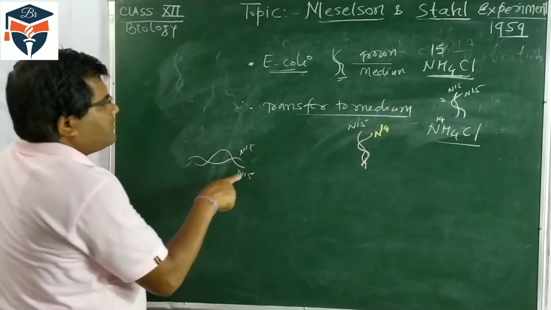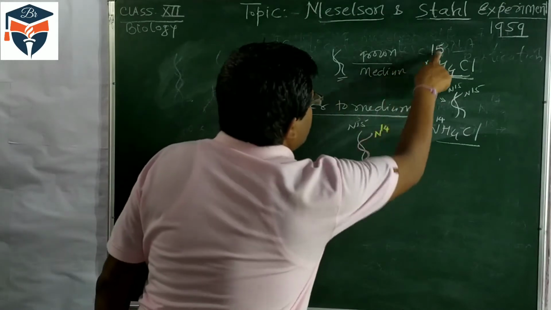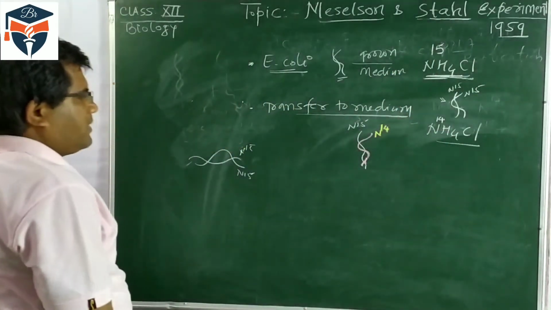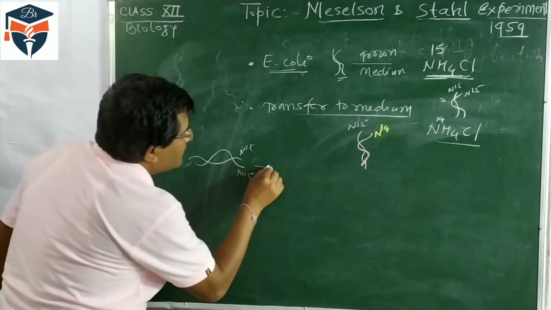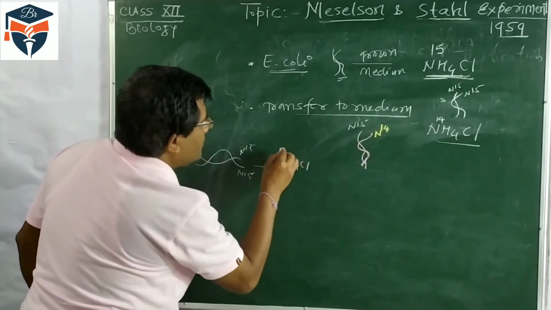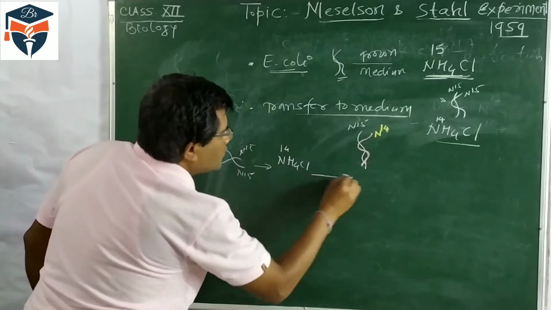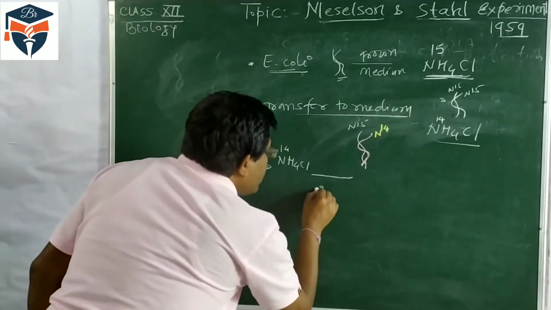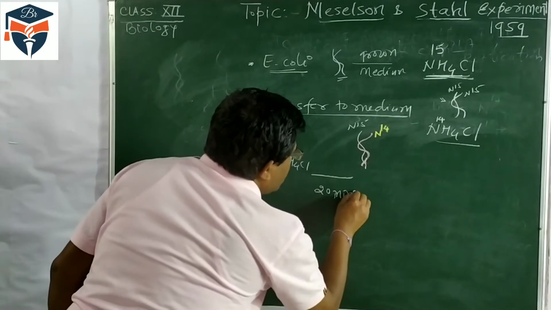This N15 and N15 come when the E. coli is grown in the medium containing NH4Cl 15. Now what happened? This is transferred to the medium. Which is the medium? NH4Cl. It is having N14. So after 20 minutes, why are we writing 20 minutes?